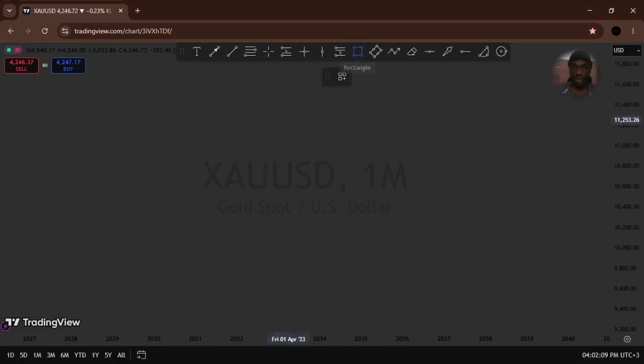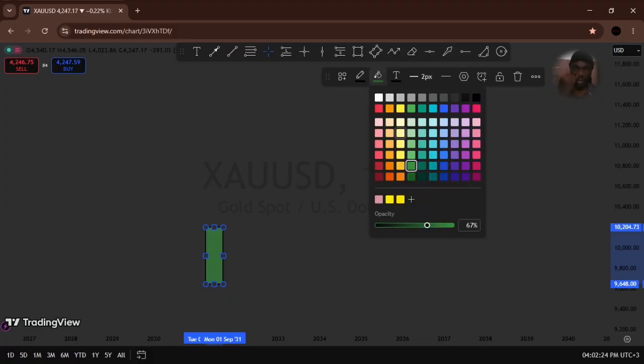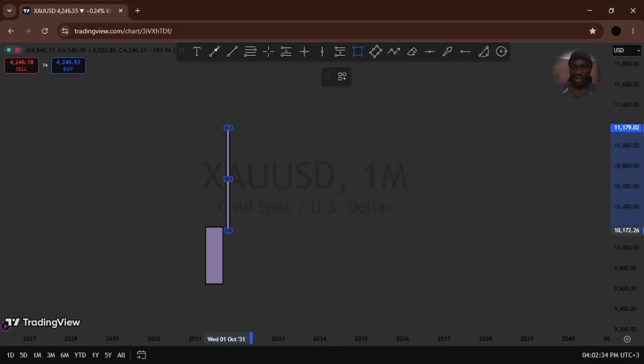So how does a fair value gap occur? It occurs after impulsive moves. The first candle appears like this. Let's talk about the first candle appearing like this in this zone. Now we are seeing the second candle appearing like this.